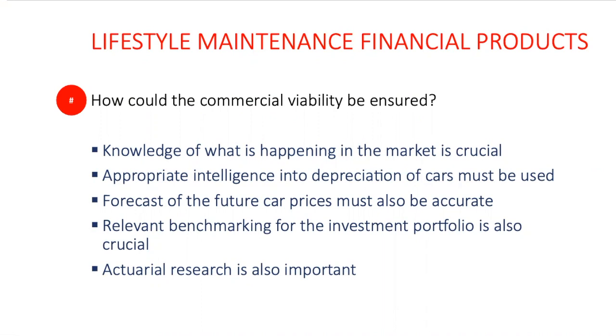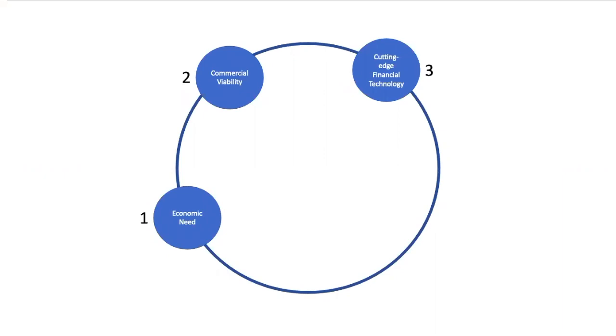And I'm reiterating, if you want to offer this as a lifestyle maintenance product, this is a simple one. Okay, now you bring this car back to me and I'll pay you the current market price of this one. So knowledge of what is happening in the market is very crucial. Appropriate intelligence into depreciation of cars is relevant. Forecast of future price, relevant benchmarking, actuarial research, all these things would be important if you want to go for this option. So we have actually looked into economic need, commercial viability, and cutting edge financial technology.